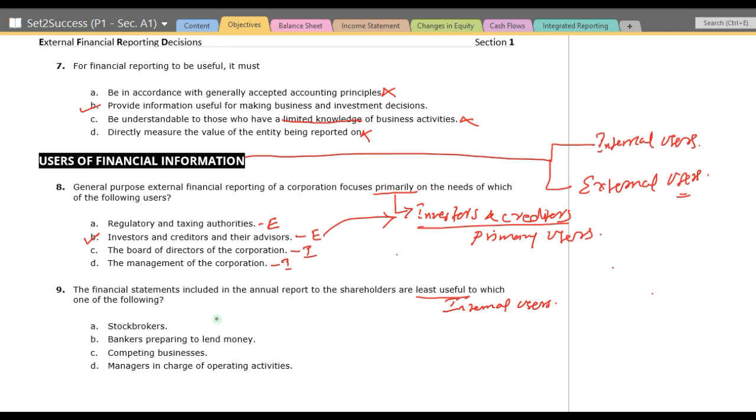So let us classify these users as internal and external users. A stockbroker is an external user. Bankers preparing to lend money are external users. Competing businesses are external users. Managers in charge of operating activities are internal users, and the statements are least useful to internal users, which is the correct option, because they use management accounting and they are in day-to-day activities. So that's why it's least useful to internal users, and here the manager is the internal user.